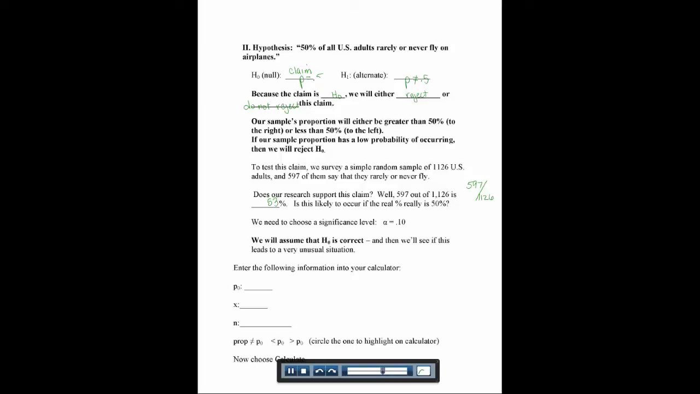So again, you're going to go to stat, over to tests, and choose one prop z test. For P0, we put in our 0.5. For X, that's how many people said they rarely or never fly, so that's 597. And for N, that's our total sample size, 1126. Okay, and then remember our alternate claim was that P does not equal 0.5, so we choose this first one. Okay, and then hit calculate. And the calculator will give us our z-score.